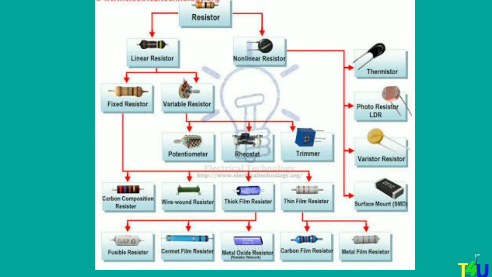Varistor finds application for protection purposes, protecting various circuits from high voltage surges. Surface mount resistors are very small in size, so they find application in printed circuit boards. When you open PCBs, you can see the SMD resistors. So this is all about the classification of resistors.